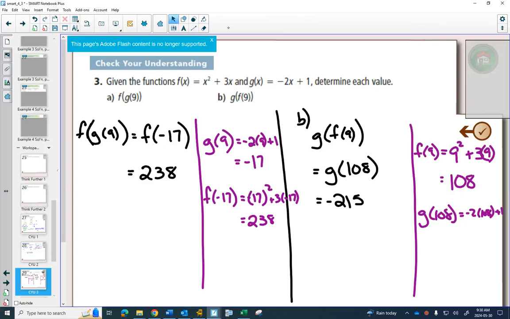So again, you plug it into one equation first, get the answer, then that answer gets plugged into the second equation. And circle questions 6, 8, and 9.